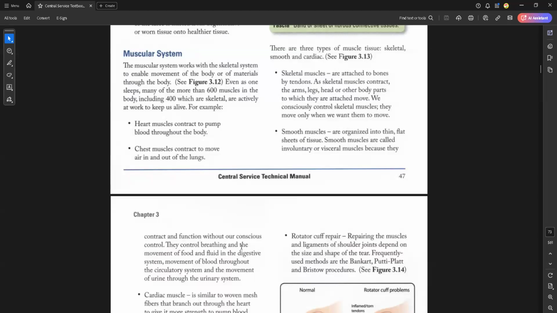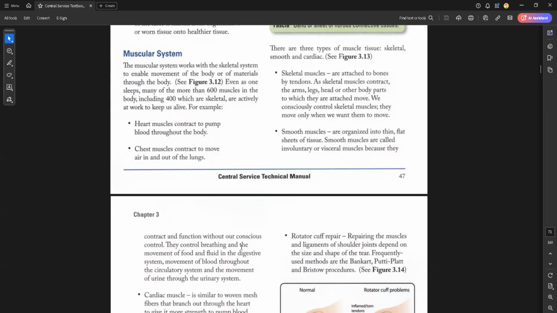They control breathing and the movement of food and fluid in the digestive system, movement of blood throughout the circulatory system, and the movement of urine through the urinary system.